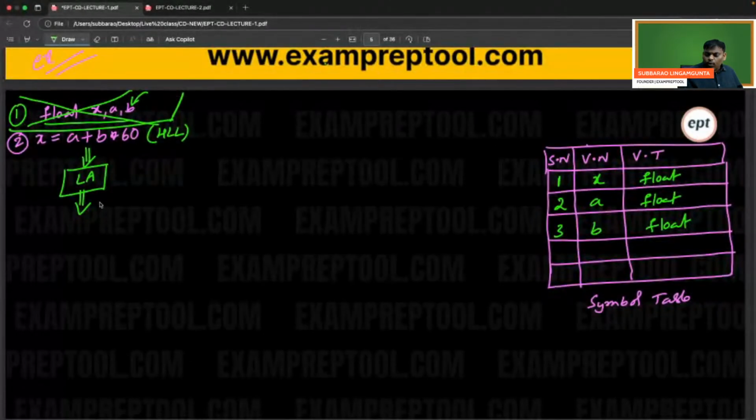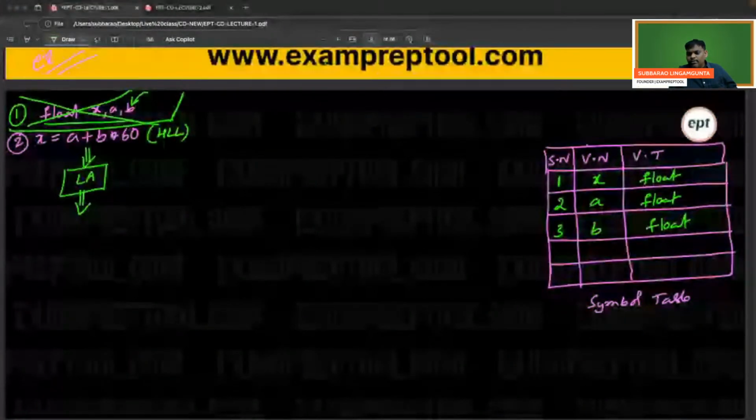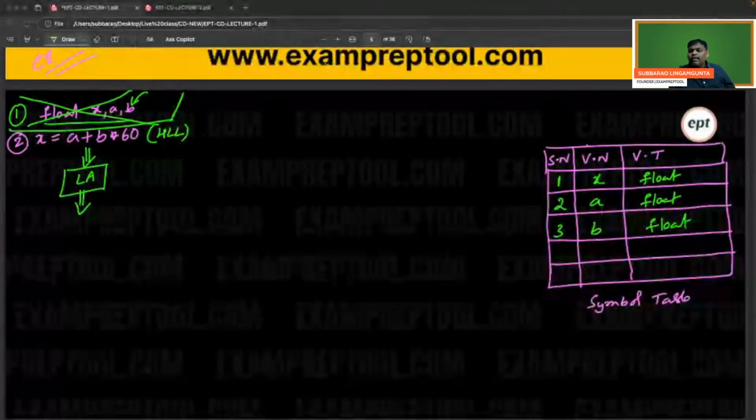Some people are asking what the lexical analyzer will do, sir. What will the first phase do? Let me check in the comment section. Can everyone write in the comment section? Can you help me?